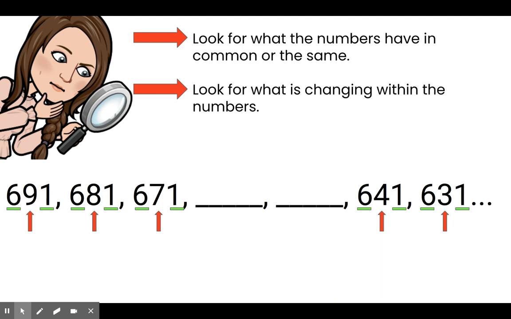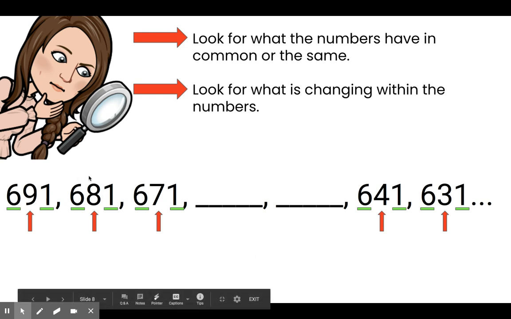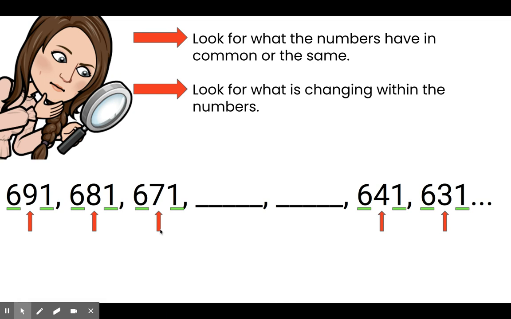Okay, let's take a look at what you came up with. Remember, the number that was changing was the number in the tens place value spot. It was decreasing, getting less or going down each time by 1. If we were to go from 671 and decrease the number of tens we have by 1, we would have 661. That's the next number in our pattern.